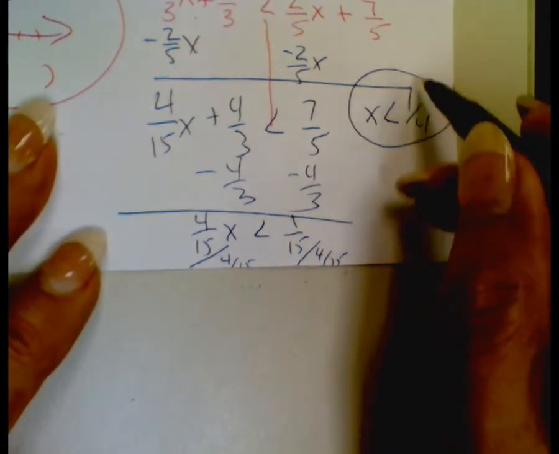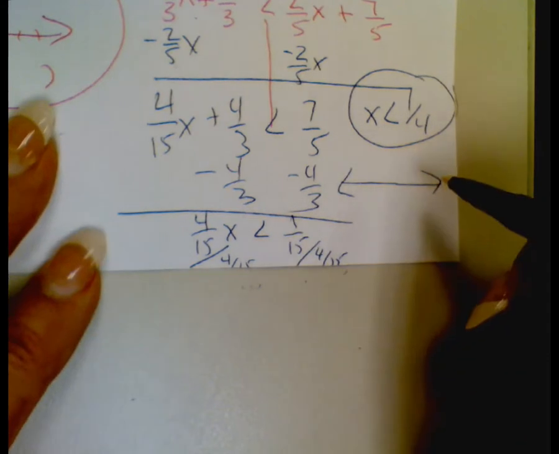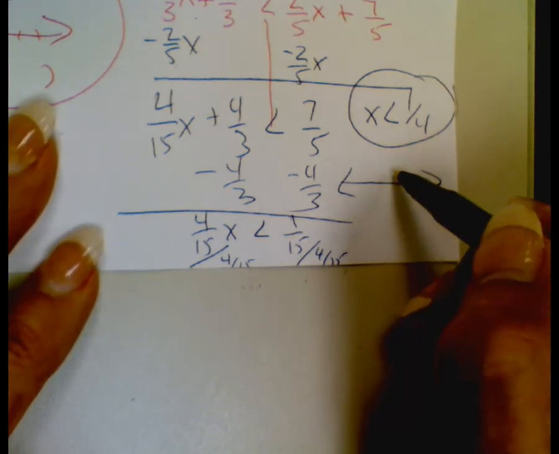That's your answer. How do you graph this? There's 3 papers on the back table. You need all 3 papers.